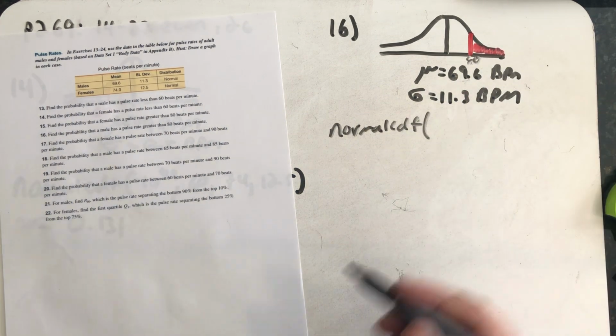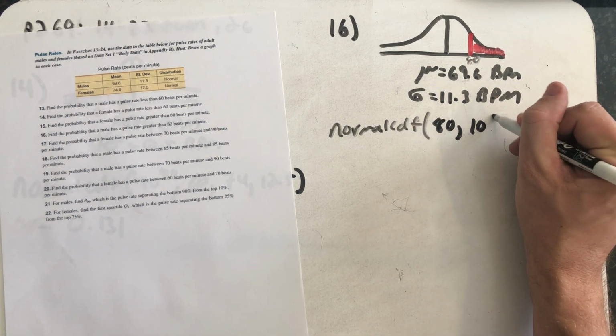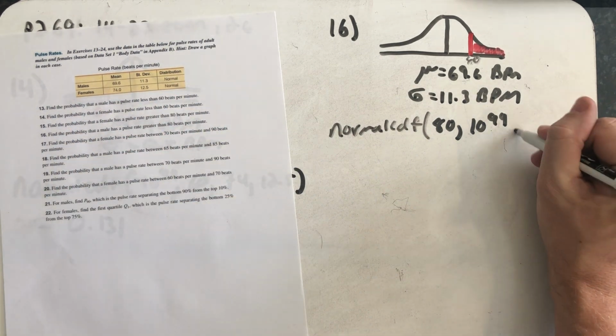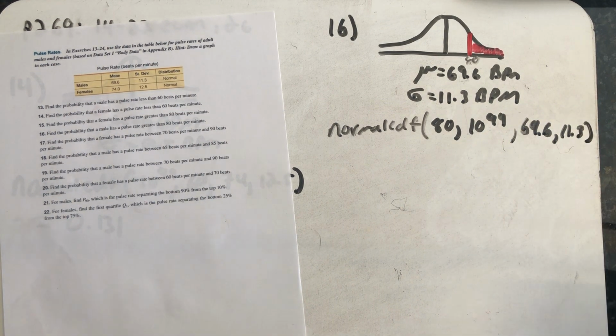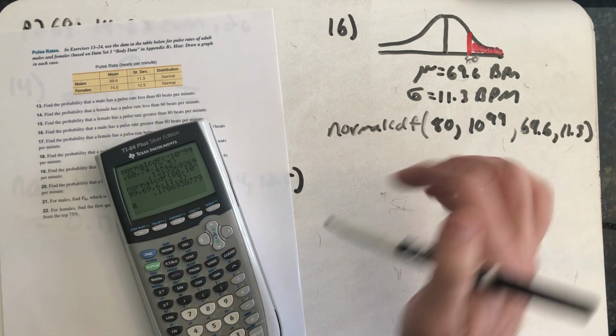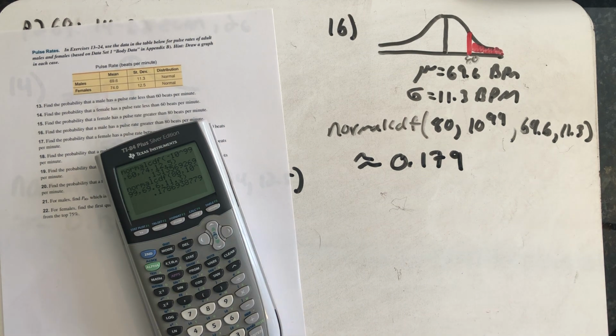Let's see, we're supposed to be to the right of 80. So 80 is my left-hand endpoint. Pretending I'm going out to 10 to the 99, which is an impossible heart rate, but I'm just using something so large that it's like going out to infinity. Type in a mean and the standard deviation. Normal CDF, 80, comma, 10 to the 99th, comma, 69.6, comma, 11.3. We find out a probability of 0.179 to 3 decimal places.